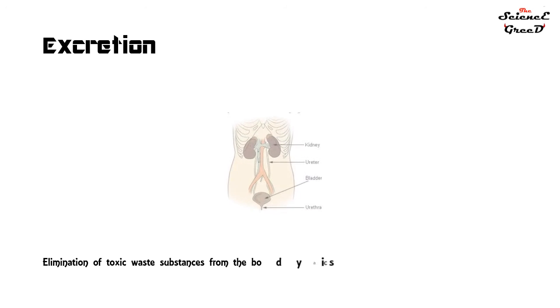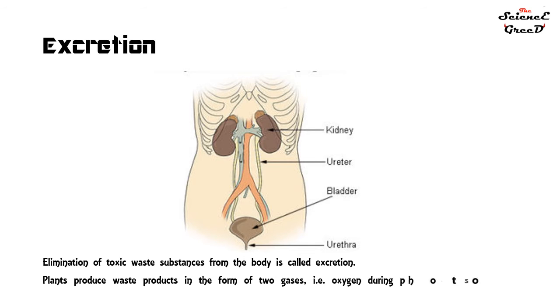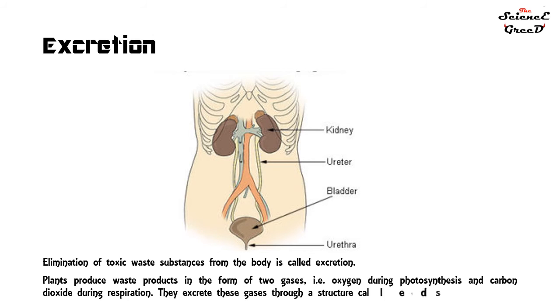Elimination of toxic waste substances from the body is called excretion. Plants produce waste products in the form of two gases, that is oxygen during photosynthesis and carbon dioxide during respiration. They excrete these gases through a structure called stomata.